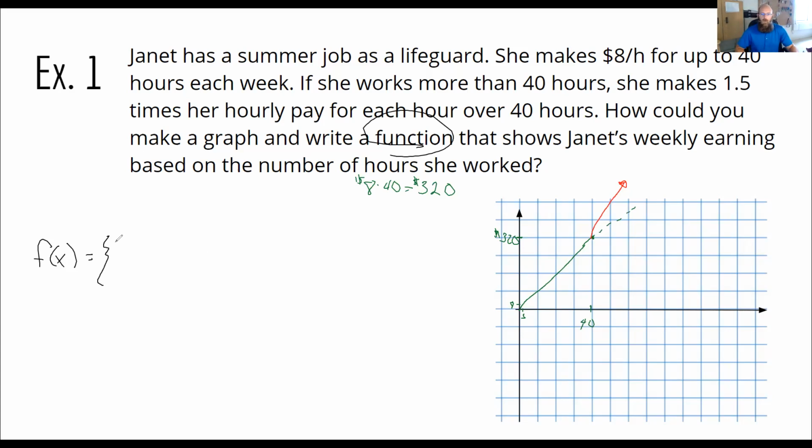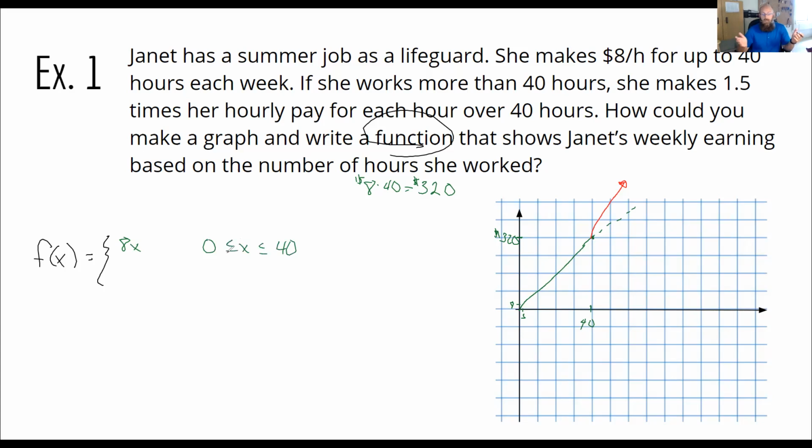All right, first part, the green part here. Let me change the color of my marker even. So she makes $8 an hour for the number of hours she works. That's x. But that's not what she makes for this whole thing, right? The piecewise, or a function that's broken up into pieces. The domain that this piece is valid for is only between 0 hours and 40. So x has to be between 0 and 40.